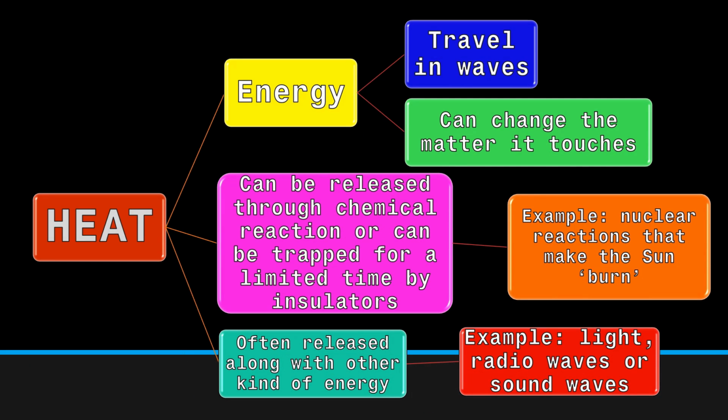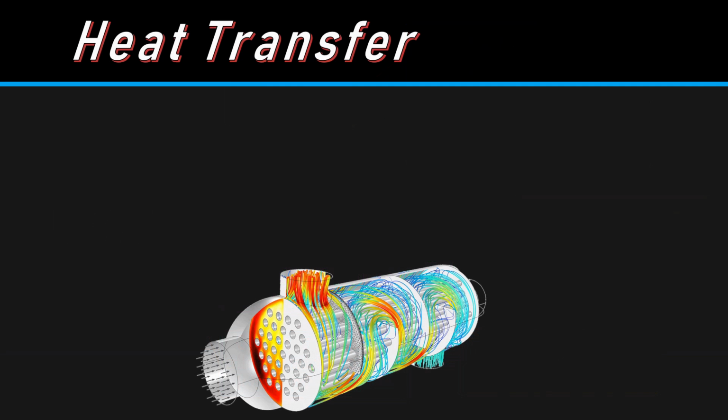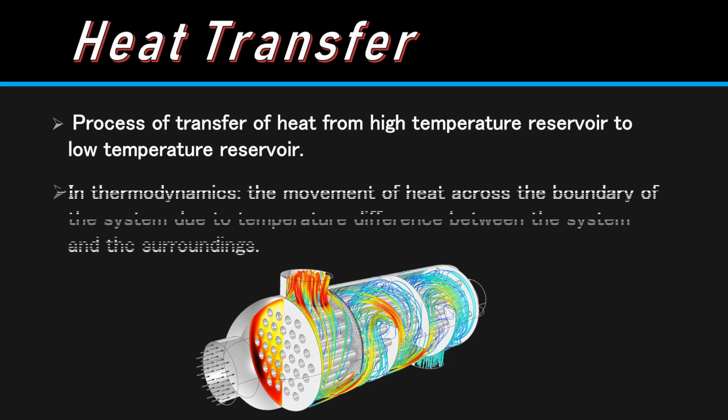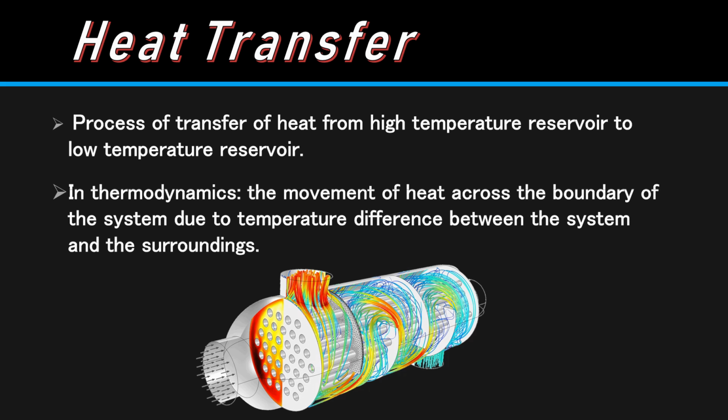Before we go deeper in this topic, heat is a form of energy that can be transferred from one object to another. Heat also can be released through chemical reaction or can be trapped for a limited time by an insulator. Heat is often released along with other kinds of energy. Heat transfer is the process of heat moving from a high temperature reservoir to a low temperature reservoir. In thermodynamics, the movement of heat across the boundary of the system is due to the temperature difference between the system and the surrounding.